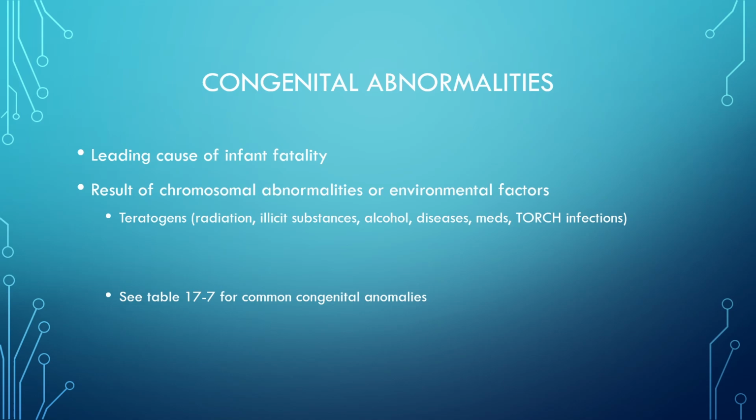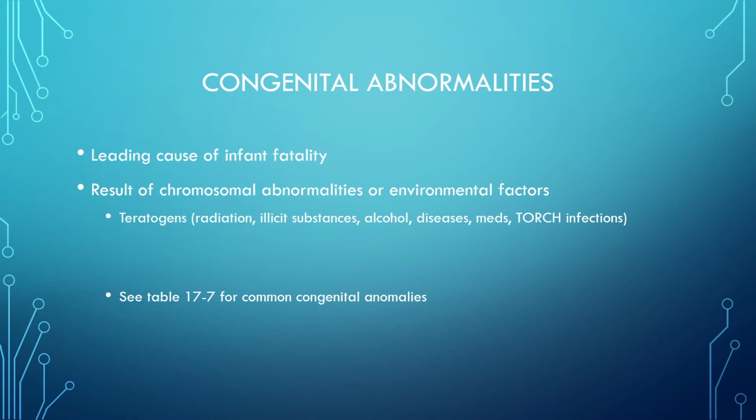Last little thing we're going to talk about here is some congenital abnormalities. So these are the leading cause of infant fatality. It's a result of chromosomal abnormalities or some environmental factors. So like teratogens, like think of our TORCH infections that we learned about in exam 1, different medications, alcohol, illicit substances. Hopefully if the mom was positive or exposed to any of these teratogens during her pregnancy, hopefully ultrasounds were done to follow up on it to see if there were any congenital abnormalities.